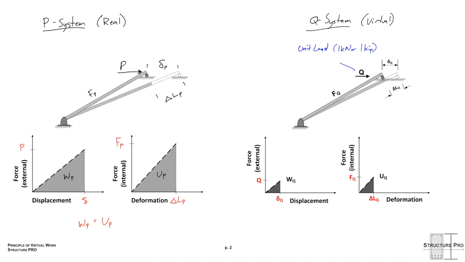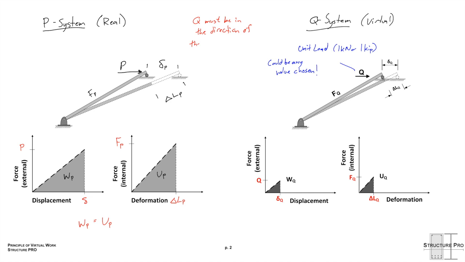Moving over to this Q system, this is where things start to get a little strange. So we're going to apply a load in the direction of the displacement we want to compute. What we're really after is this small delta P on the left side. But we're going to apply this Q on the right side. And we're going to choose a value for it.